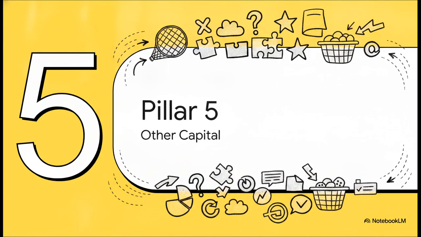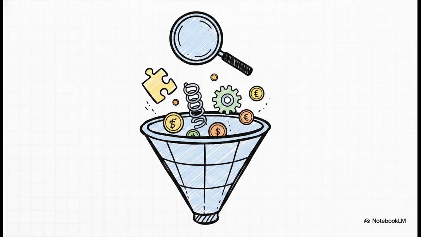Which brings us to Pillar 5, other capital. Look, every meticulous accounting system needs a safety net, right? A catch-all. Any international capital movement that just doesn't neatly fit into investments, standard loans, banking capital, or that specialized rupee debt, it lands right here. This pillar guarantees that absolutely no capital flow slips through the cracks.